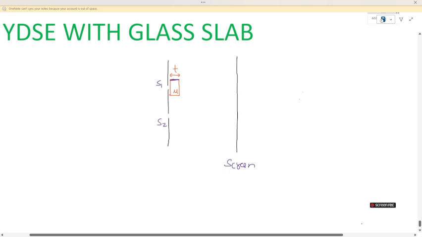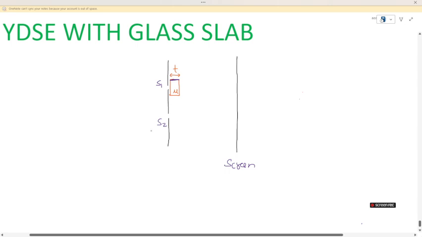Before starting this, I want to say that you must be aware of what is optical path length because it will be used in this topic. So, if you are not aware, then you can go to my content and watch the optical path length video, and after watching it you will be able to understand this video very clearly.